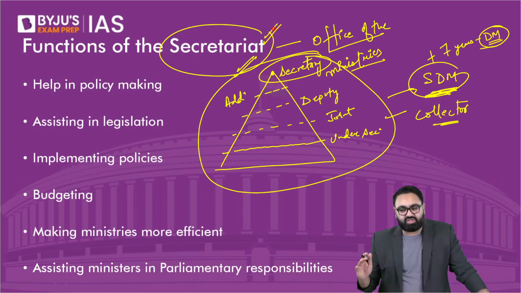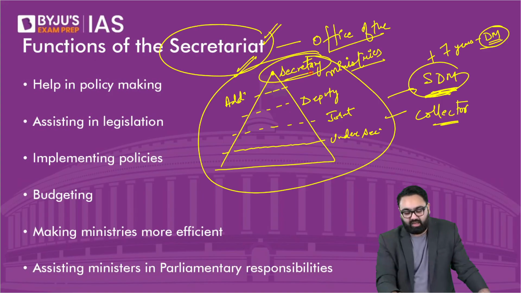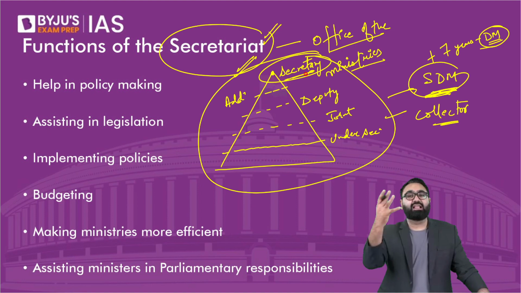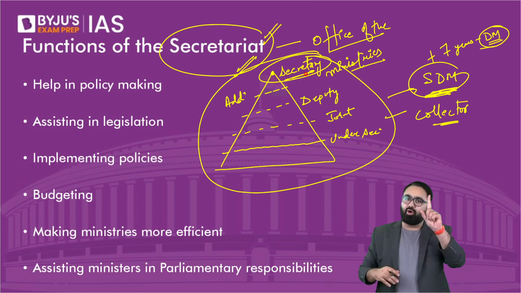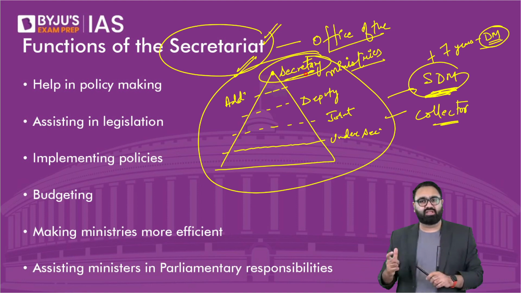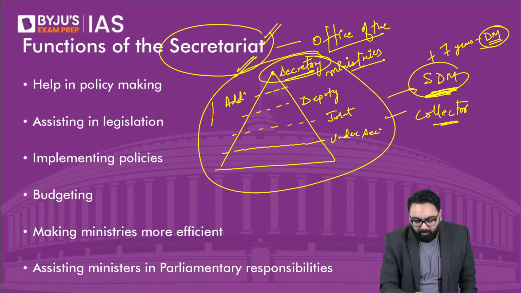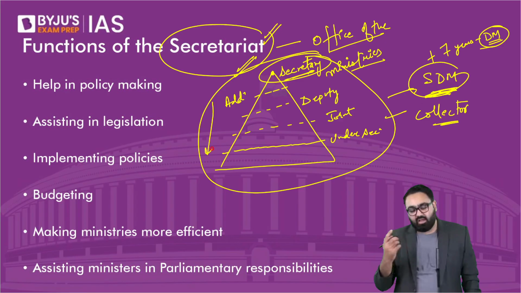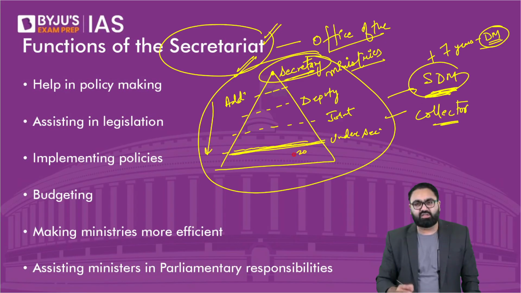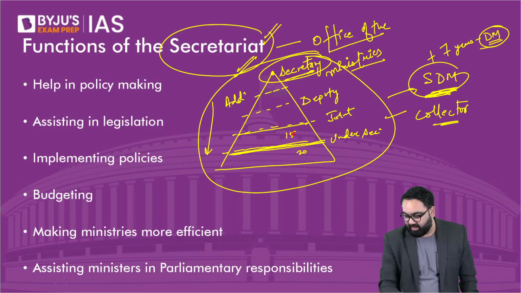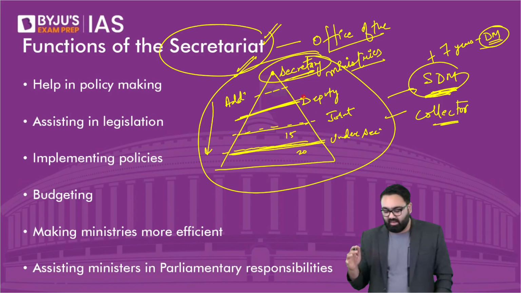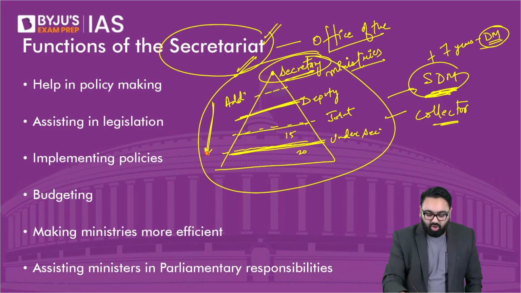In every ministry, at the top there will be one secretary. The person will be called finance secretary, home secretary. There will be only one secretary in the ministry. The lower you come, the population will increase. Like in one ministry, you may have 20 people as under secretary. In one ministry, you may have 15 people as joint secretary. So it depends really. In the hierarchy, when you go lower, the number of people will increase.